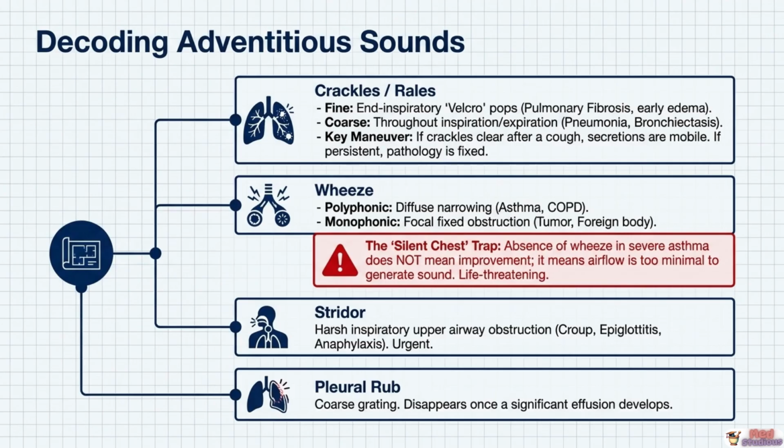immediate escalation of care. Stridor is a harsh inspiratory sound indicating upper airway obstruction from croup, epiglottitis, or anaphylaxis, demanding urgent attention. Finally, a pleural rub produces a coarse grating sound that characteristically disappears once a significant pleural effusion develops and physically separates the two inflamed pleural surfaces.